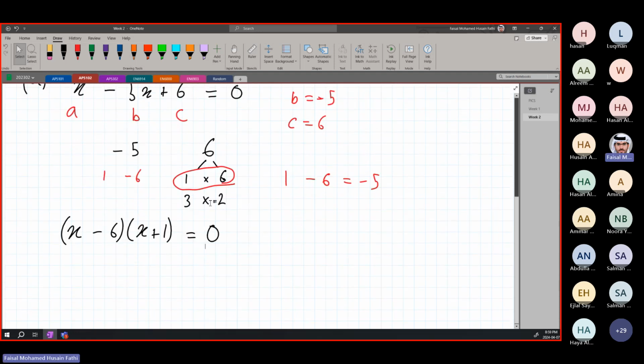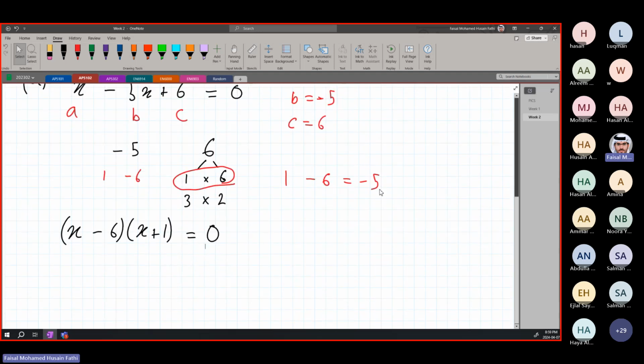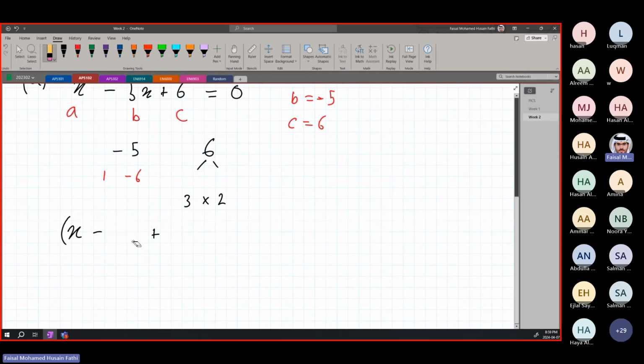One second. 3, 2. 1 minus 6 is equal to minus 5. Yeah, right, okay. No, sorry. We're not going to be looking at the 1 and 6. We're going to be looking at the 3 and 2.